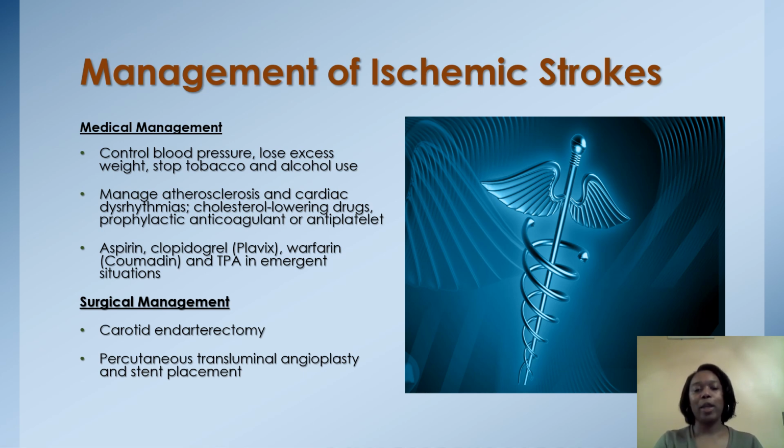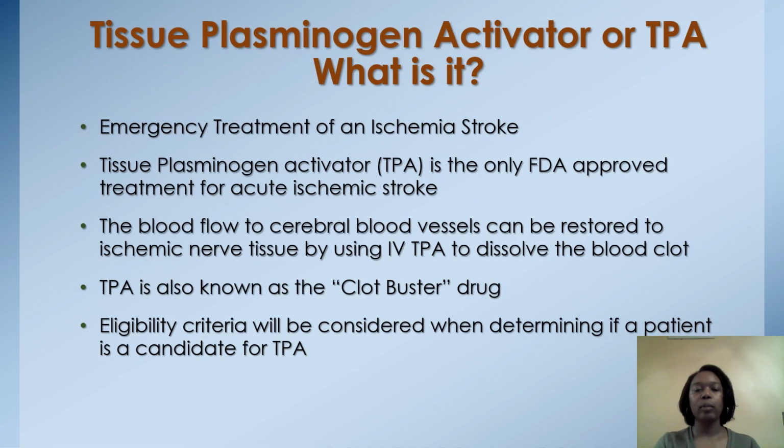Also, surgical management is an option as well. So angioplasty and stent placement, as well as removing of a clot from the carotid artery may be an option as well. TPA. So what exactly is TPA? TPA is only to be used as an emergency treatment for ischemic stroke.